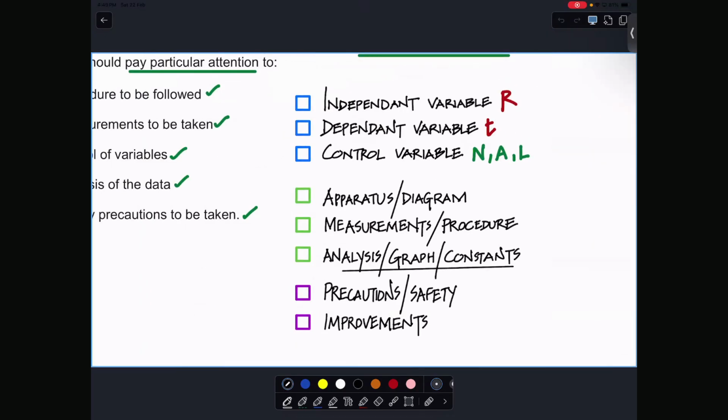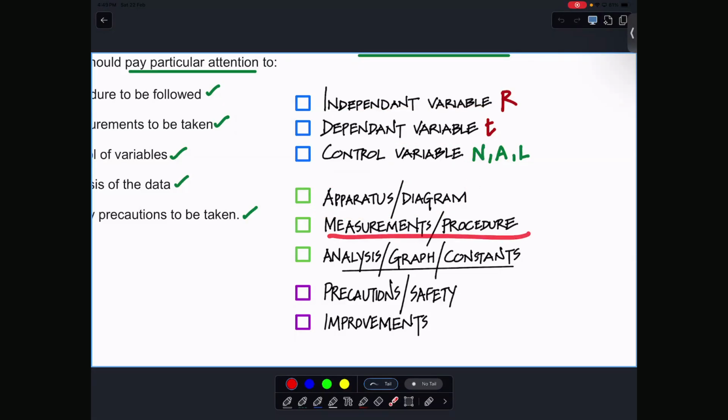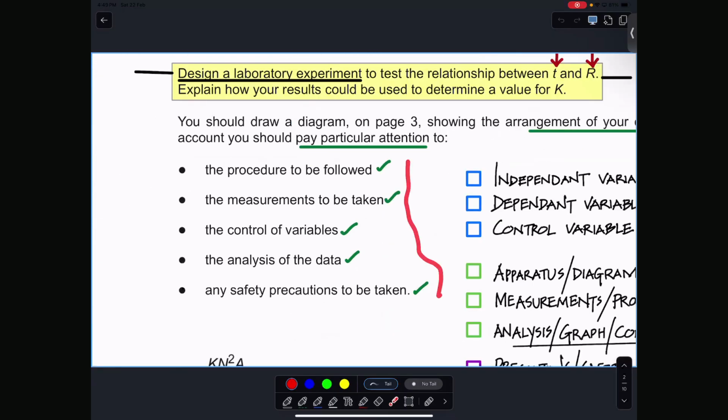Okay. So for any experiment, write the independent, write the dependent, write the control, and write down the apparatus or diagram. Don't forget to write what measurements you take, then analysis, then precaution and safety, then improvement. If you write all of these, you must cover everything. There's nothing that goes left out. If you follow theirs, sometimes you take many things for granted and don't write them, but they should have been written.